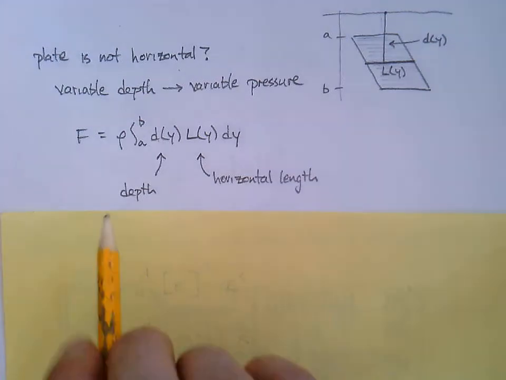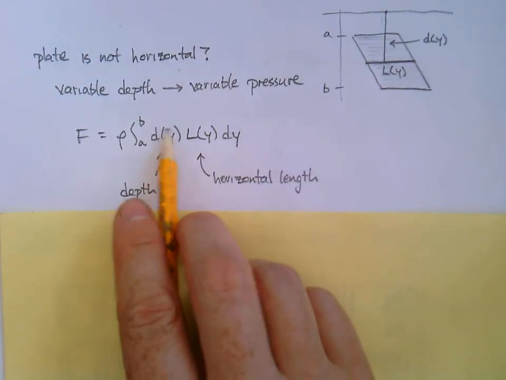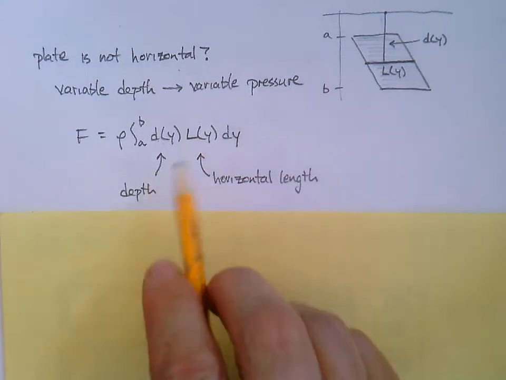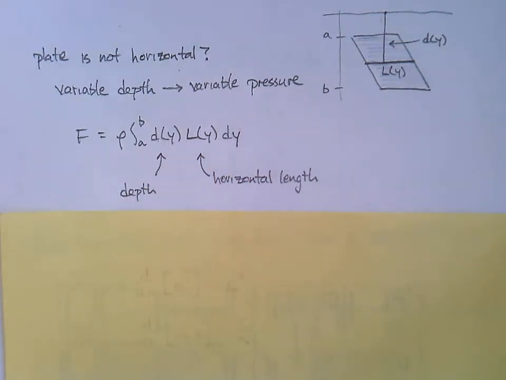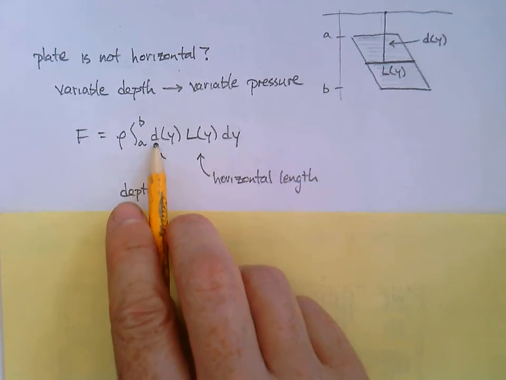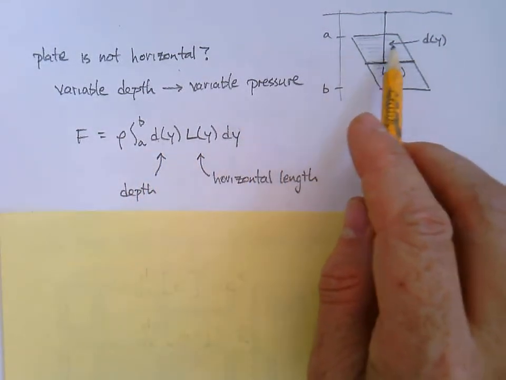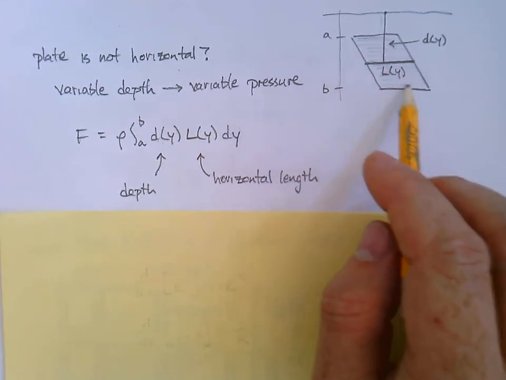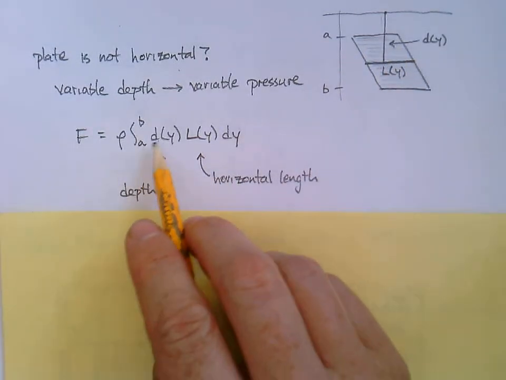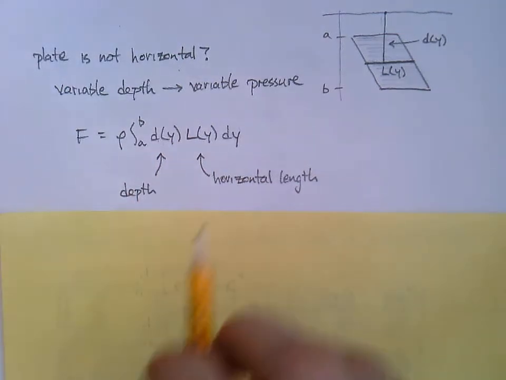Right? D of y, so that's depth, and you notice all these y's. So we typically do these integrals, it's kind of the convention to do it with respect to y, since depth is thought of as being vertical. So the depth with respect to y, and so of course at different y values the depth changes. Okay, but we still have d, but now it's a function.